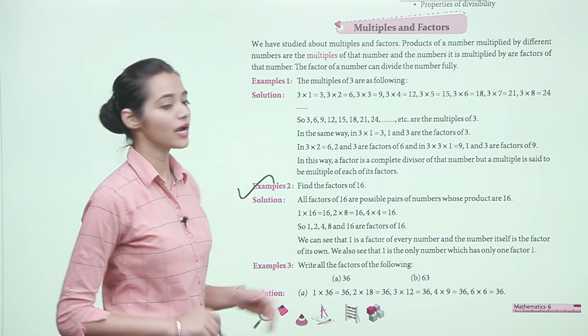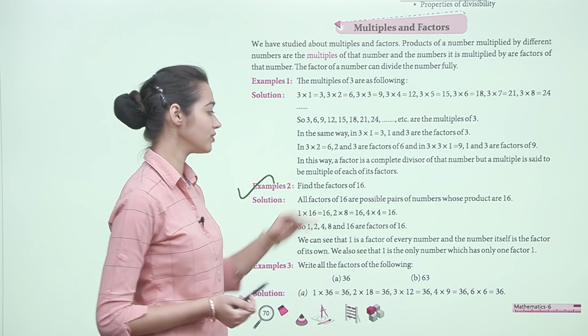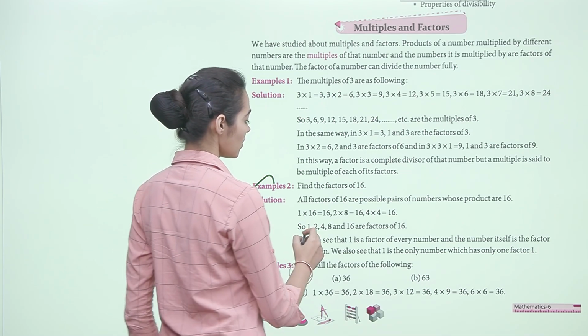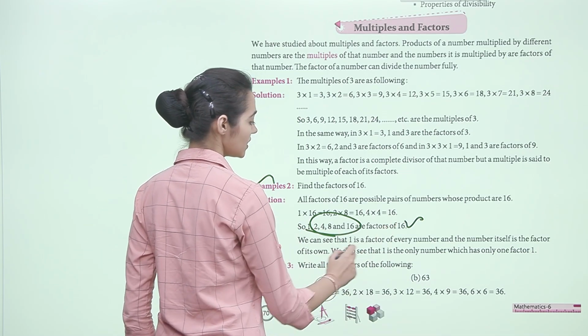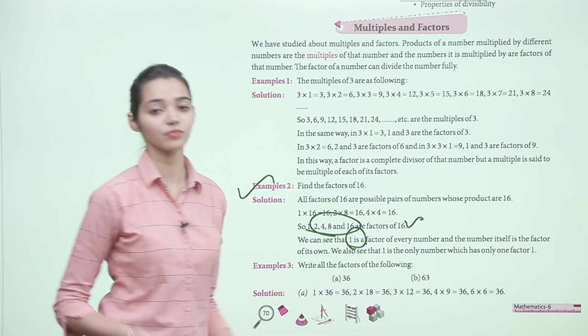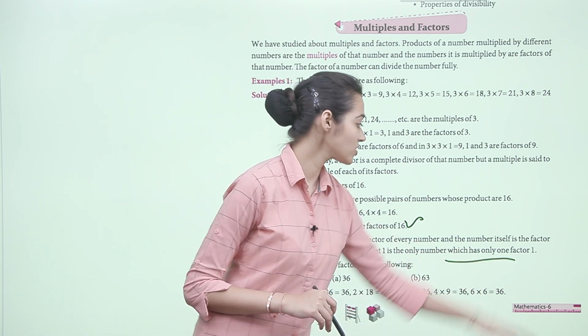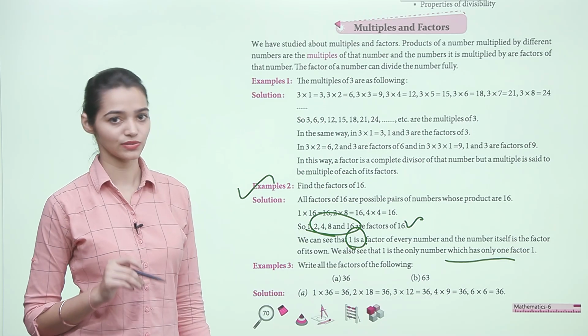In example number 2, we have to find the factors of 16. All the factors of 16 are the possible pairs whose product is 16. So here all of these are the factors of 16. We can see that 1 is a factor of every number, and the number itself is a factor of its own, and 1 is the only number which has only one factor, that is 1.